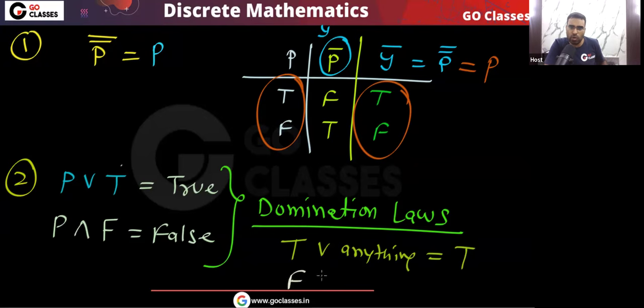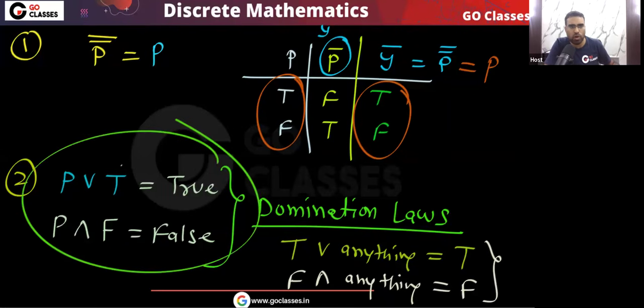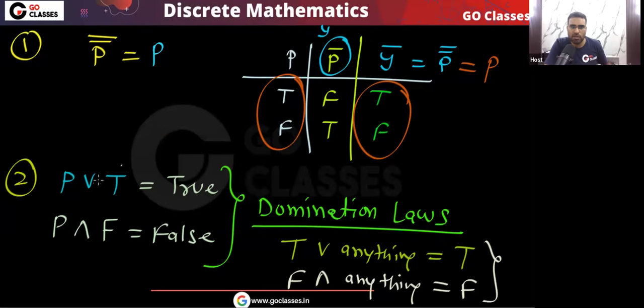And false is dominating the AND operation, because remember, false and anything is equal to false. So that is the reason these two rules are called domination laws, because true is dominating the OR operation, false is dominating the AND operation. You can see true or anything is true, false and anything is false. So that is the reason for the name, domination laws. This name is not important, don't worry.